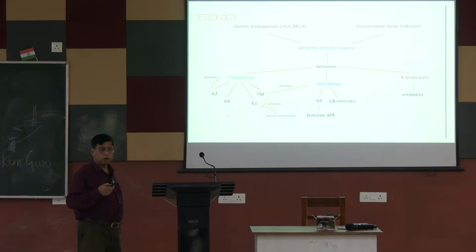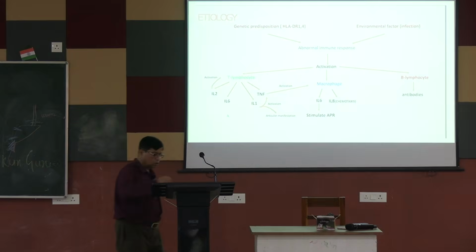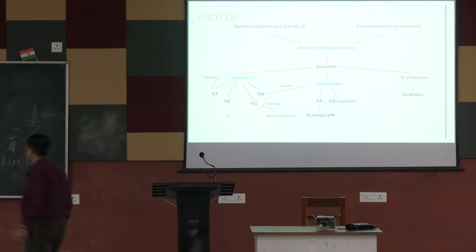And MHC 1, as in your pathology, activates CD8, not CD4. Anyway, this activation also activates macrophages. Macrophage activation causes interleukin 6 and also interleukin 8. What else does interleukin 6 produce? The acute phase reactants, APR. There are several acute phase reactants.